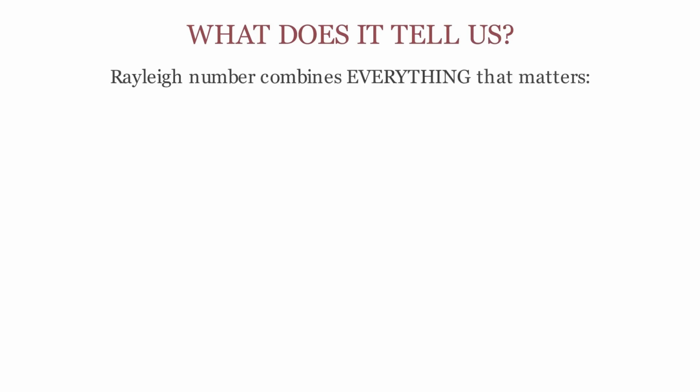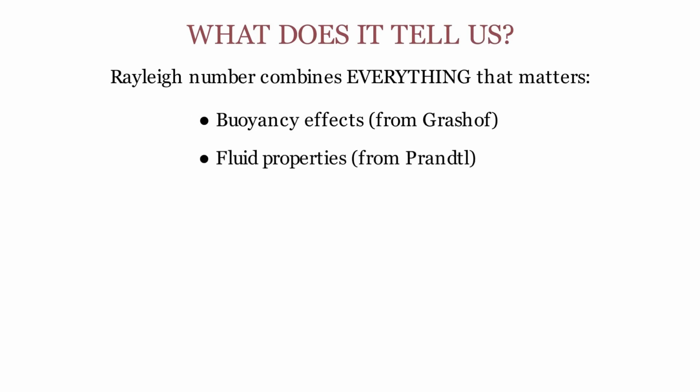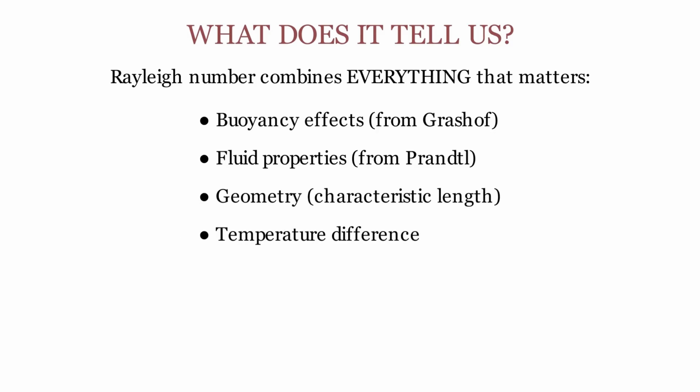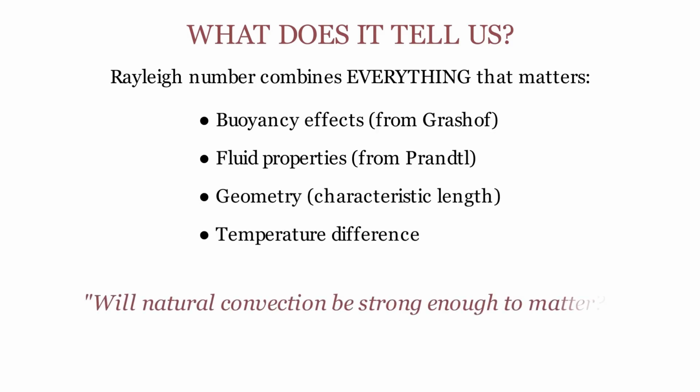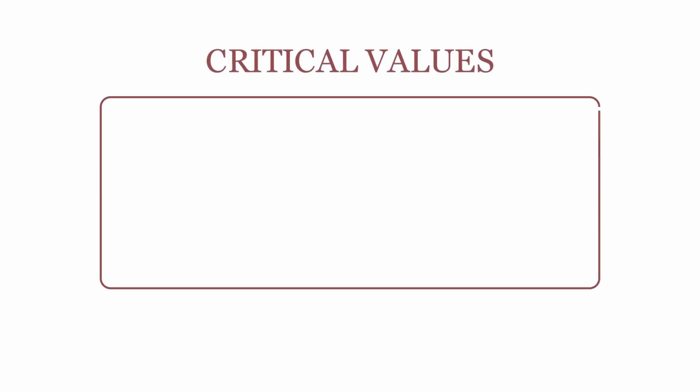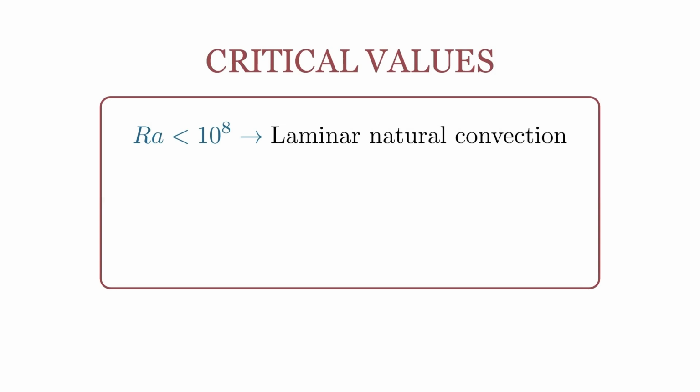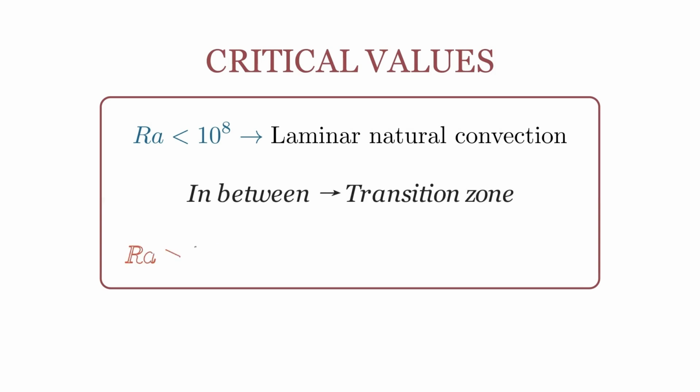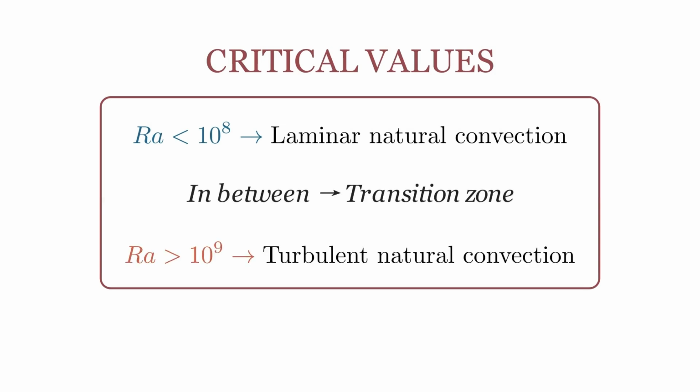What does it tell us? Rayleigh number combines everything that matters in natural convection: buoyancy effects from Grashof, fluid properties from Prandtl, geometry, characteristic length, temperature difference. It tells us, will natural convection be strong enough to matter? Critical values: Rayleigh number less than 10 to the 8th, laminar natural convection. Rayleigh number greater than 10 to the 9th, turbulent natural convection.